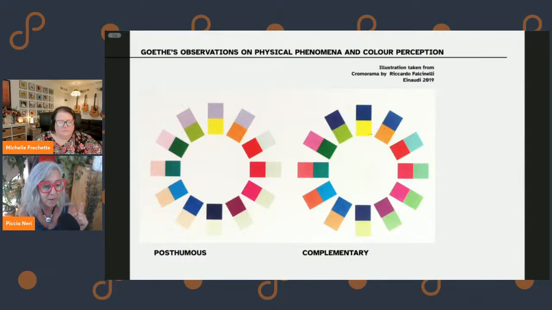And this is something that I read in this fabulous book, that if anyone is interested in color as a cultural phenomenon and also a physical phenomenon, it's called Chromorama by an Italian scholar called Riccardo Falcinelli. And it blows my mind, this book. I absolutely love it because it really talks about how color and the perception of color and the cultural significance of color was also very much linked to technical advancements.